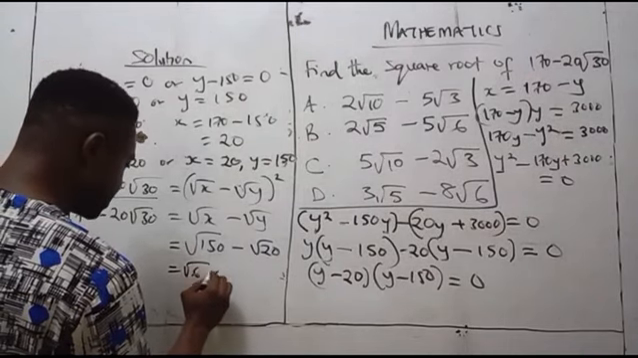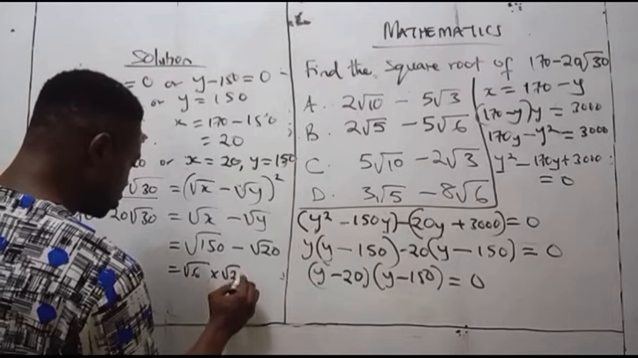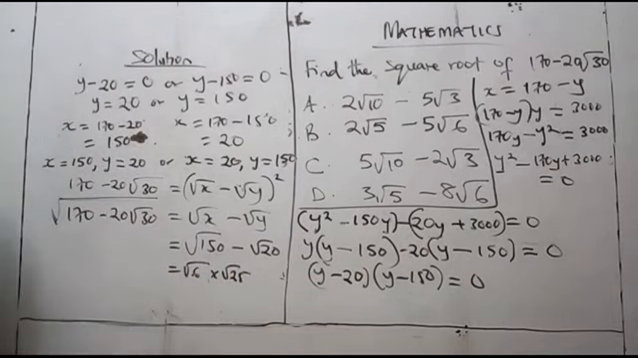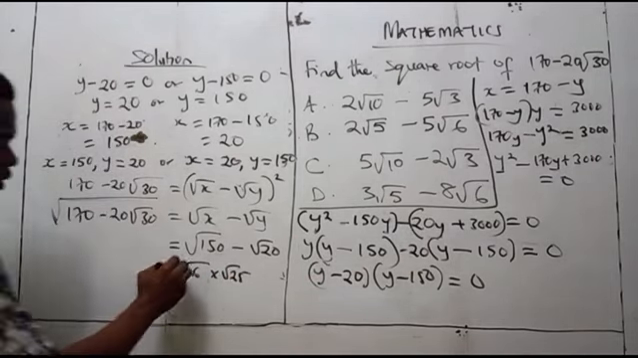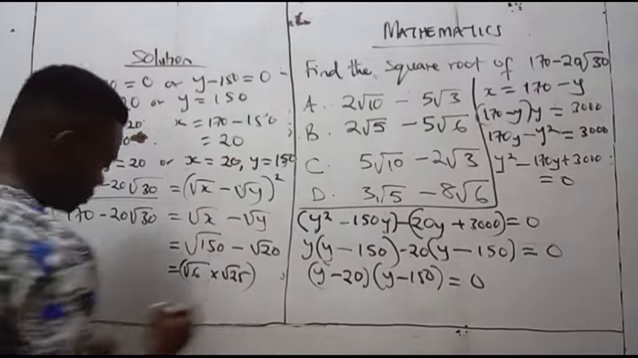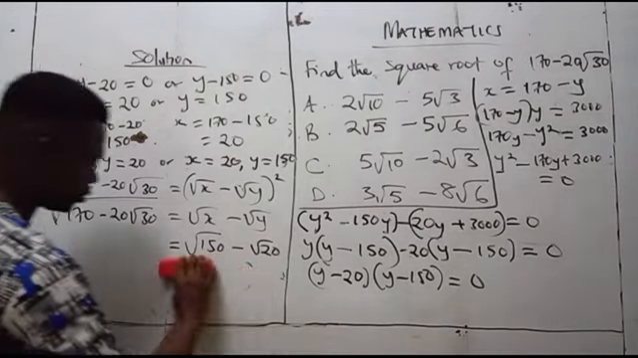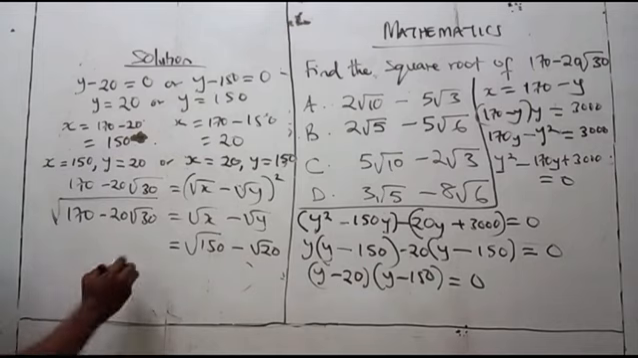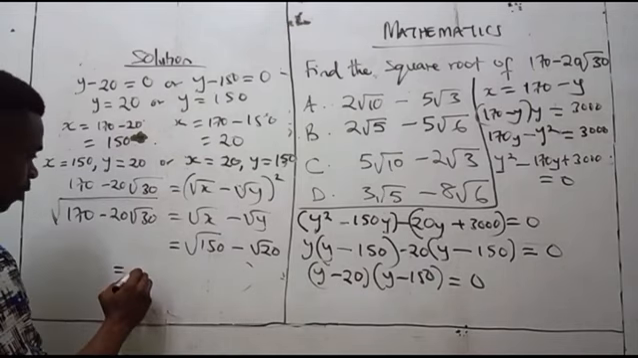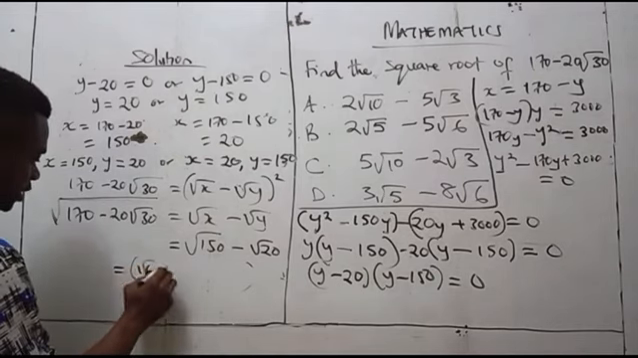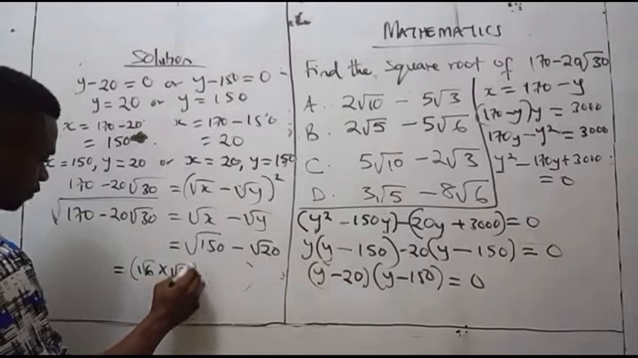Root 6 times root what? 25. That gives us root 150. Yes. Let's put a bracket here. Okay, so let me come up to this side. Root 150 can be broken down as what? Root 6 times what? Root 25.